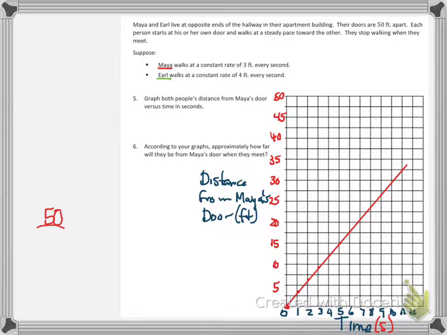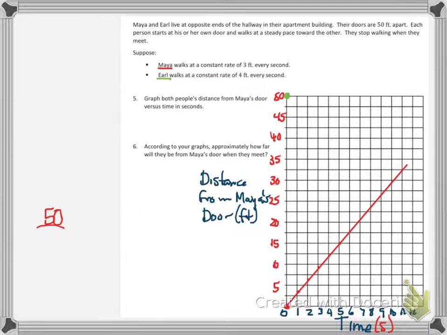And then let's talk about Earl. Earl we're going to make in green. Earl starts 50 feet away from Maya's door. So at 0 seconds, he's 50 feet away. And he is going to get closer. So his distance away is going to decrease by 4 every second. So 4 feet after 1 second, 8 feet after 2 seconds, etc.